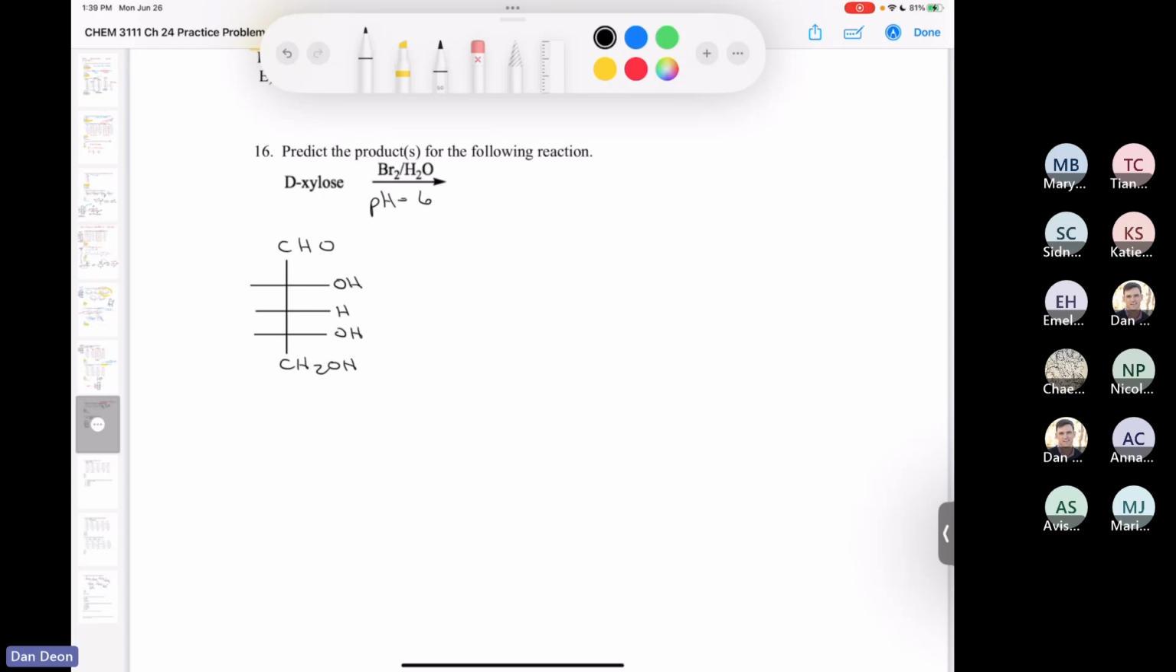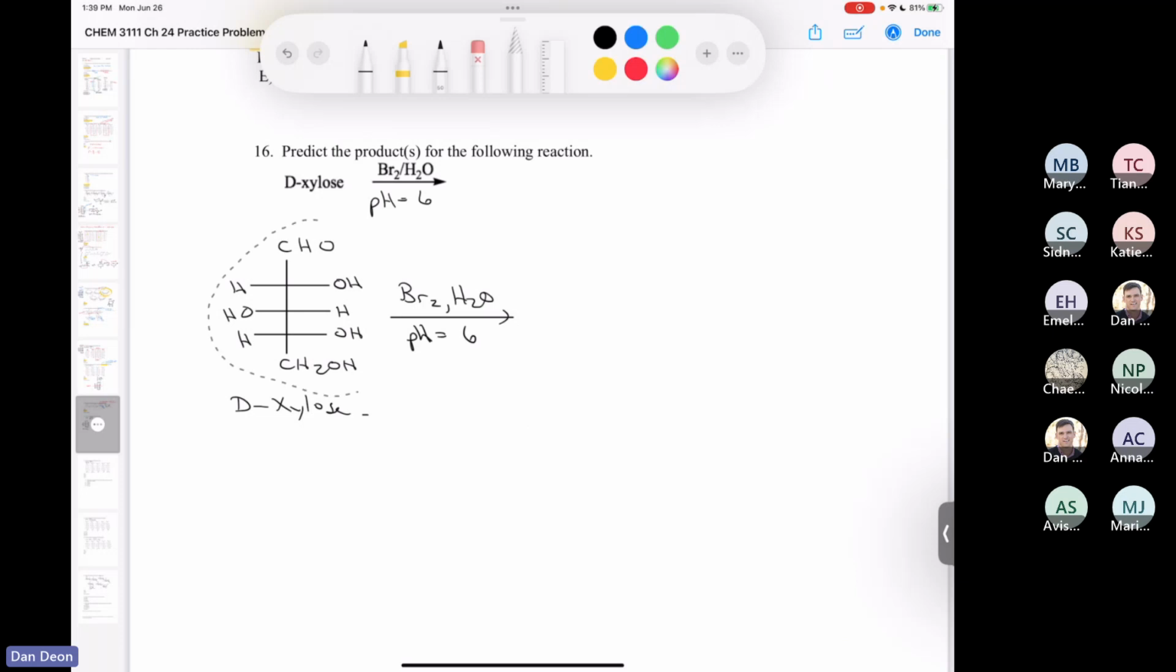So if we draw D-xylose, which is this compound, so this is D-xylose, okay? Now, what we're going to do is we're going to oxidize the aldehyde to a carboxylic acid. So again, this is bromine in water, and it's buffered to a pH equal to 6. And so we oxidize that top carbon.